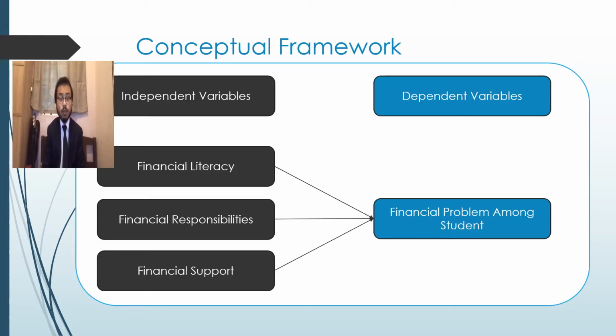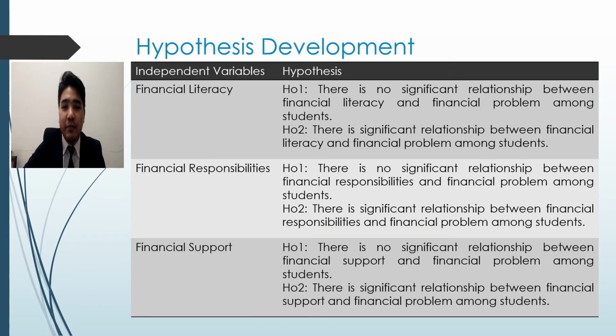Next, we will proceed to the conceptual framework. The financial problem among students is our dependent variable, and our independent variables are financial literacy, financial responsibilities, and financial support. This is for our hypothesis development. Hypotheses are often specific predictions about what will happen in a particular study. They are developed by considering existing evidence and using reasoning to infer what will happen in the specific context of interest. Hypotheses are often but not always derived from theories.